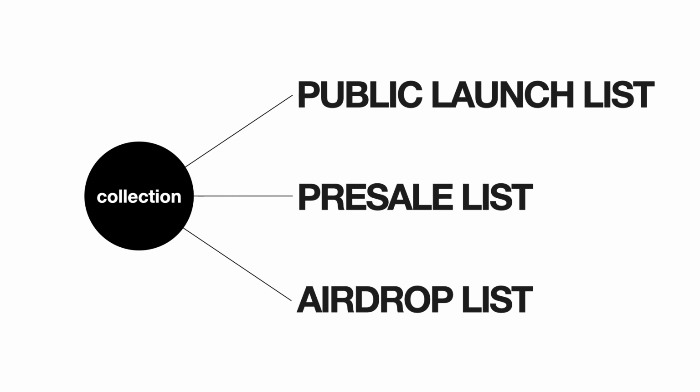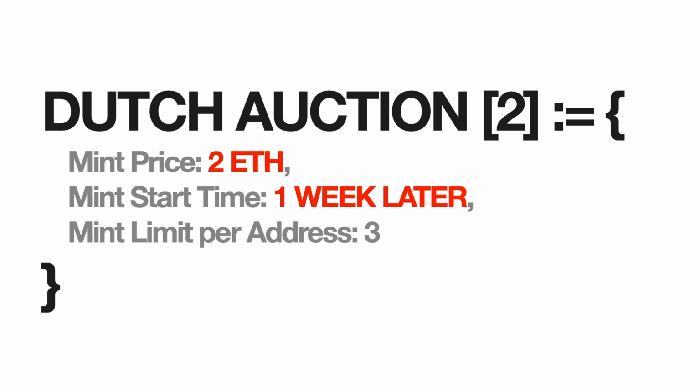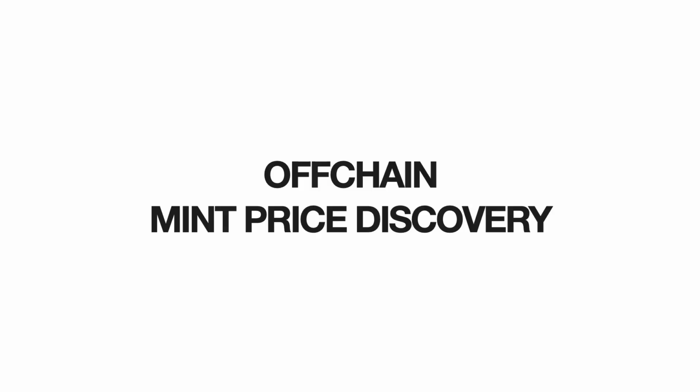to build sophisticated rollouts. For example, you can do Dutch auction minting, where you create multiple lists, starting from the highest price and going down over time. Or you can create an invite-only sale where you determine the minting price completely off-chain and create a list made up of the addresses who agree to those conditions.